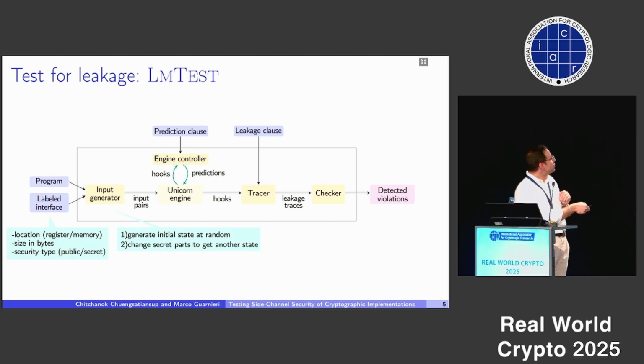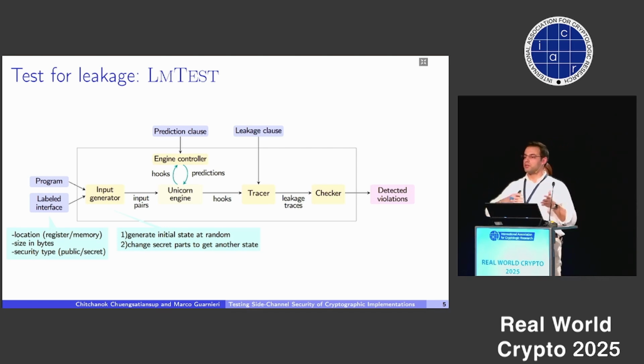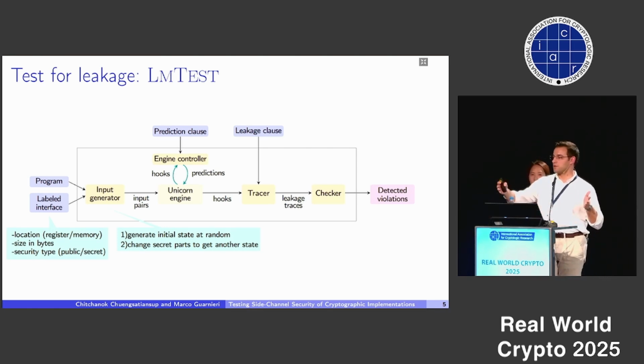We compute the predictions following what is specified in the model. We update the state based on these predictions. We explore the mispredicted path for a fixed number of steps while collecting the observations produced by the leakage clauses. And at the end, we just discard the computation. We go back to the initial state and we restore the state that we saved at the beginning.